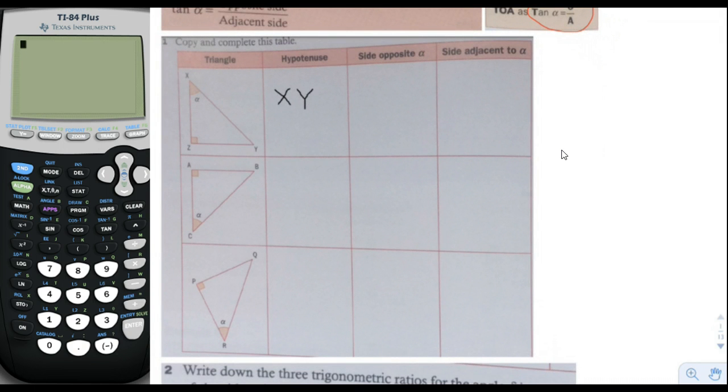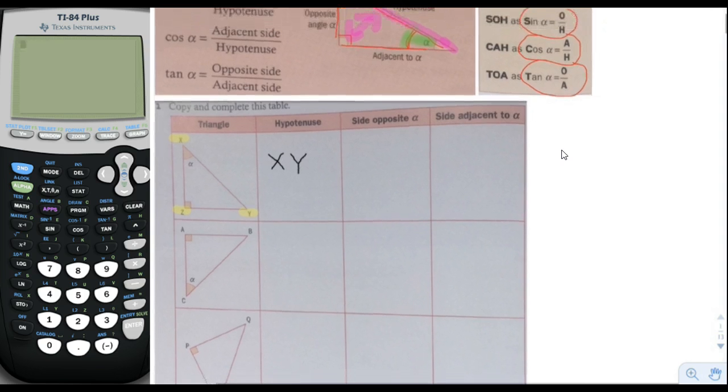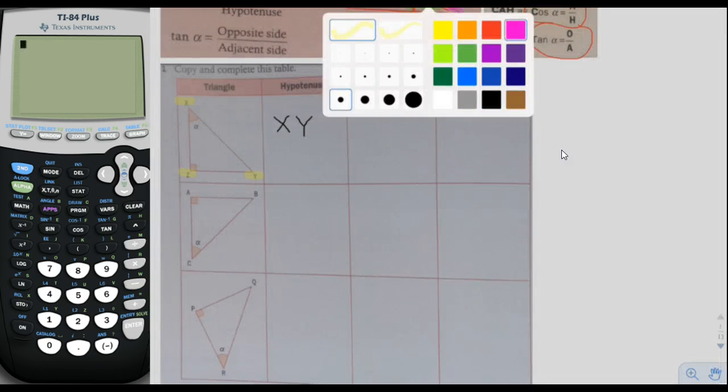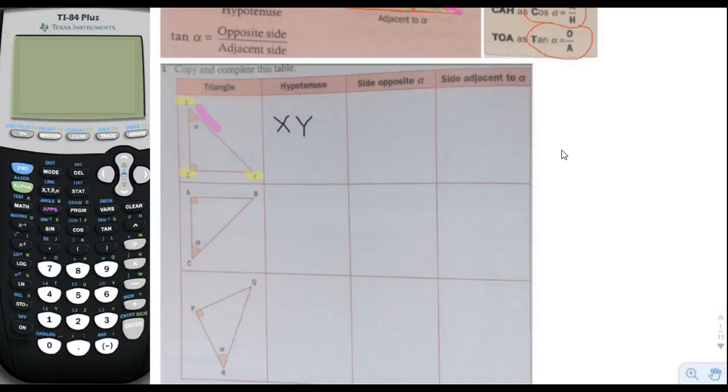So they've labeled the triangle with vertexes. So there's X, Y, and Z. And you notice they did it clockwise, in the direction of the clock. And that is a system that they use in this book. Okay? And so if we're going to identify the hypotenuse, it is the diagonal side. Let's mark it pink like we did above. The diagonal side is XY. So that one's done for you, right?